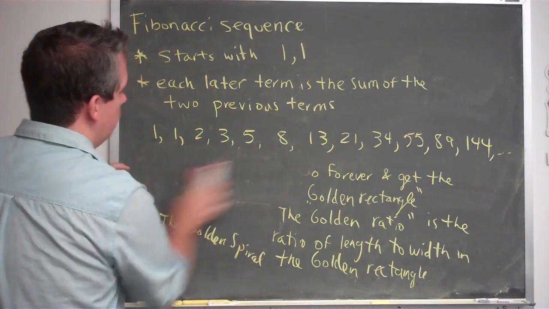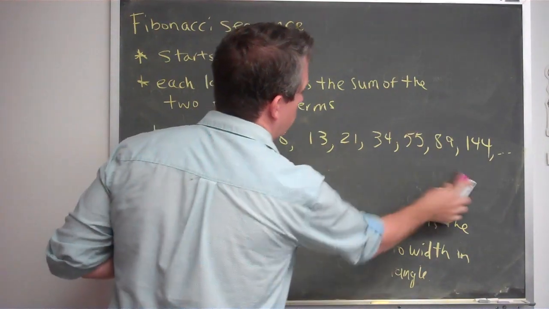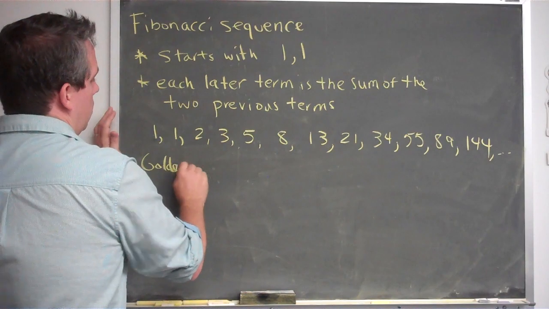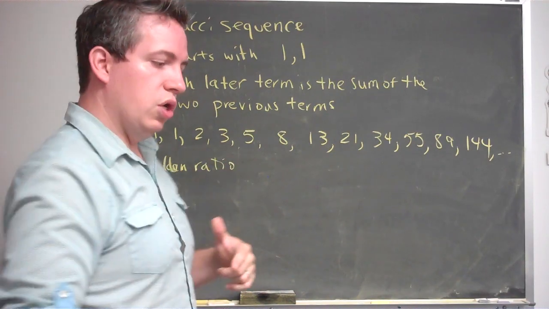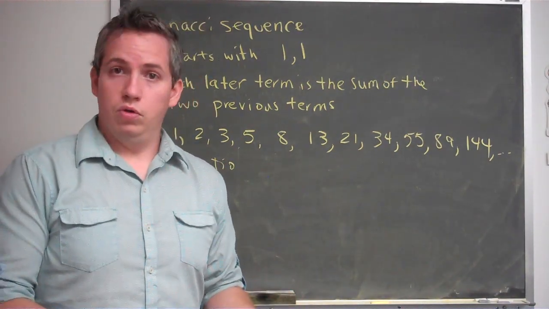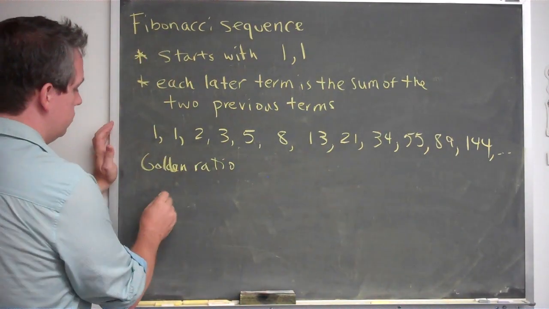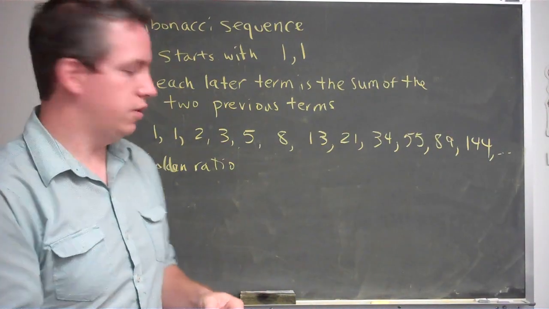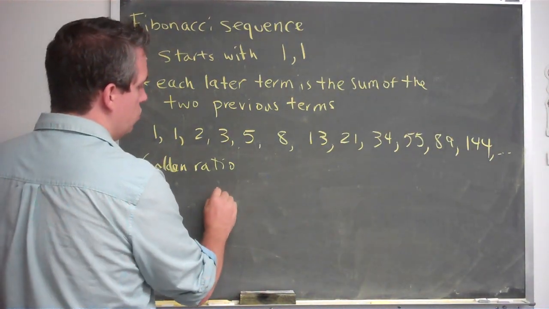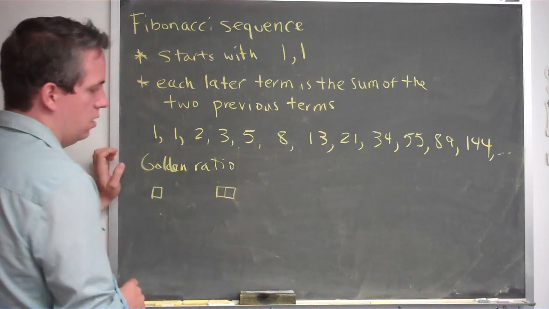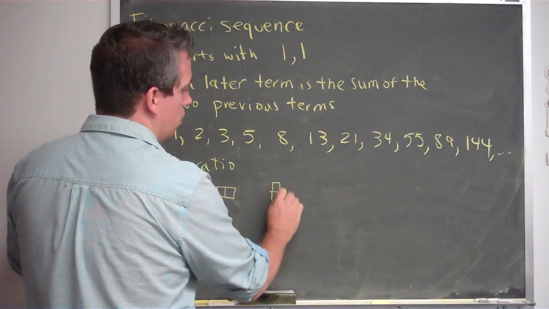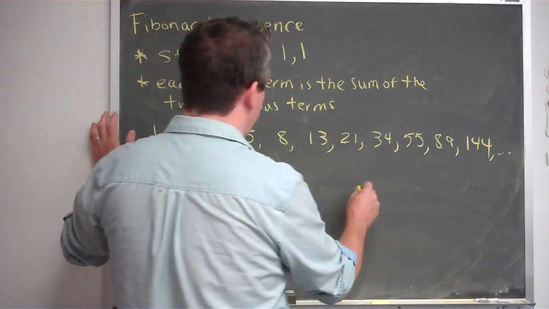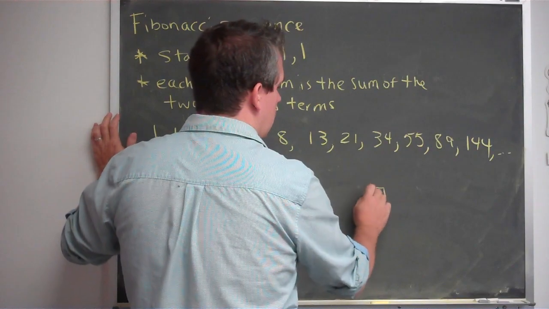Okay, so I'm going to leave the Fibonacci sequence up here, because we will need that. So what is the golden ratio? The golden ratio is the ratio between the length and the width of the golden rectangle. So let's start to build the golden rectangle. If I built the first rectangle where I just put one square in, this is what it would look like. If I put two squares in, it would look like this. If I put three squares in, it would look like this. And what I'm doing is I'm building up that rectangle that we built a second ago. If I put four squares in, it would look like this.